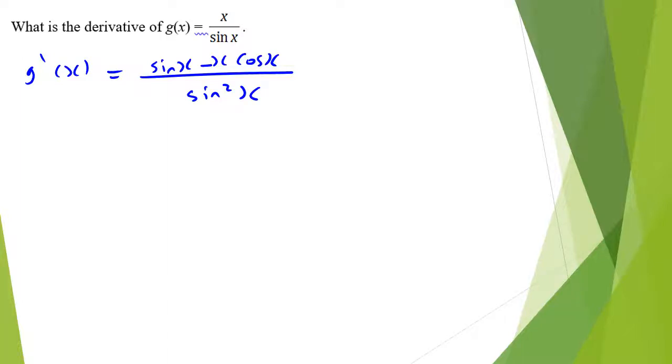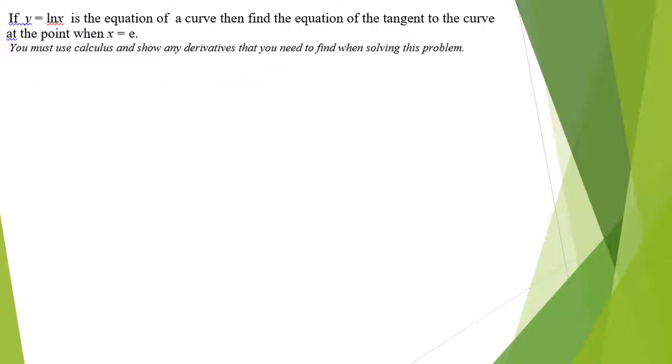Now next question, find the derivative. So it's a quotient rule. So g dash x equals sine x minus x cosine x over sine square x. So it's quite straightforward.